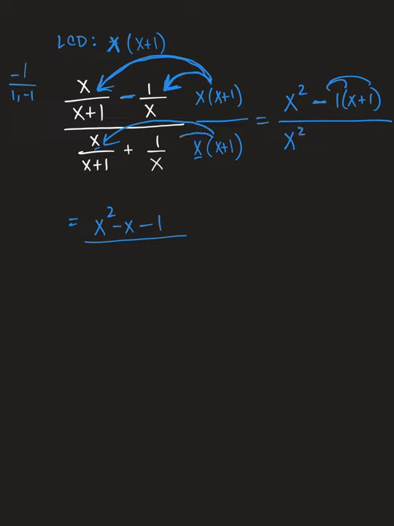Then we're going to go here. You're going to look into your crystal ball. What's going to reduce? What's going to remain? The x and the x are going to reduce, and the 1 and the x plus 1 are going to remain. Take note that the sign is positive, plus the 1 times the x plus 1. And once again, we're going to distribute. So it's going to be x squared plus 1x plus 1.